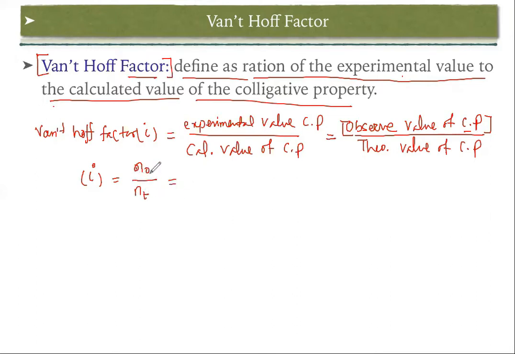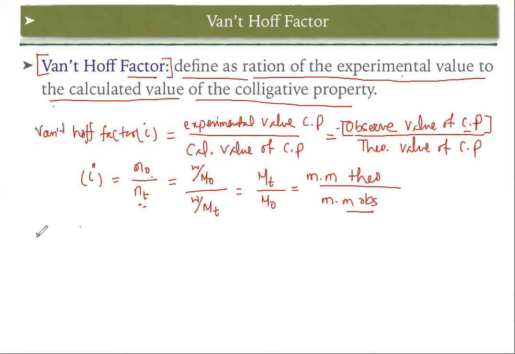Okay, now if we change these values in terms of molecular mass, we know that number of moles can be defined as weight of the substance divided by molecular mass. Number of moles observed is weight of the substance divided by molecular mass observed, and number of moles theoretical is weight of the substance divided by molecular mass theoretical. If we solve this, we get molecular mass theoretical divided by molecular mass observed.